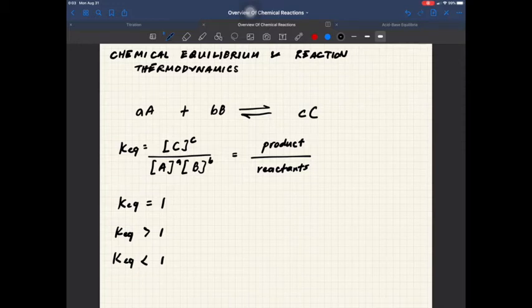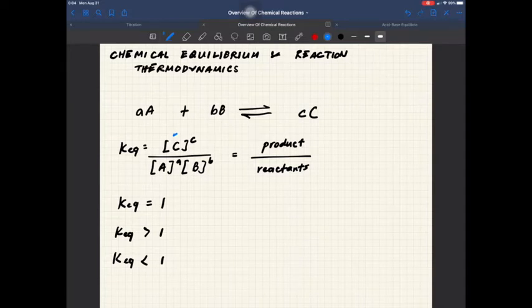For this type of reaction in equilibrium, the equilibrium constant expression would look like this. You have the concentration of compound C raised to its coefficient, or moles of compound C, all over the concentration of compound A raised to its coefficient, multiplied by the concentration of compound B raised to its coefficient. Looking at the equilibrium constant expression, we can see that it is just a ratio of your products and reactants.